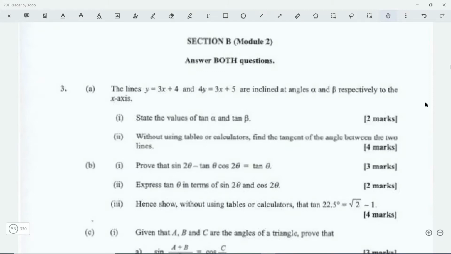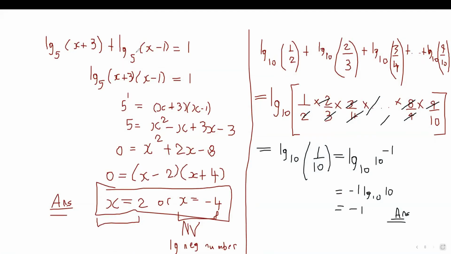Favorite module in pure mathematics because it has vectors and trigonometry. So this tells us the lines y equal 3x plus 4 and 4y equal 3x plus 5 are inclined at angles alpha and beta. And it says state the values of alpha, tan alpha and tan beta. So let's do this. This is module 2 now.